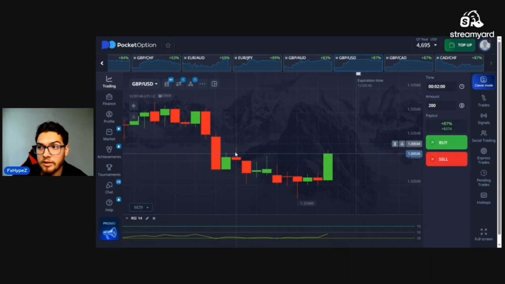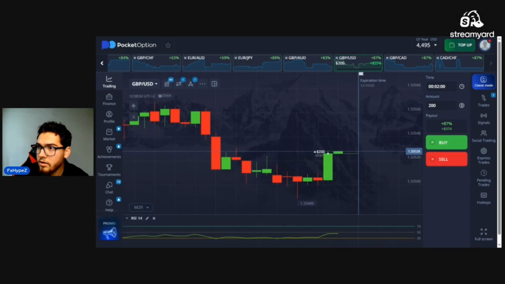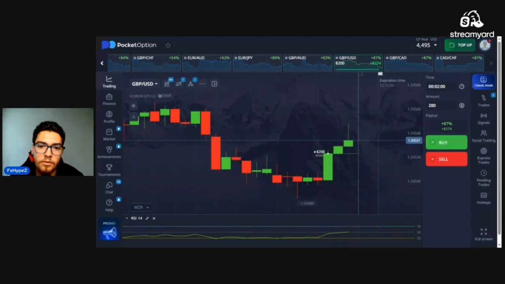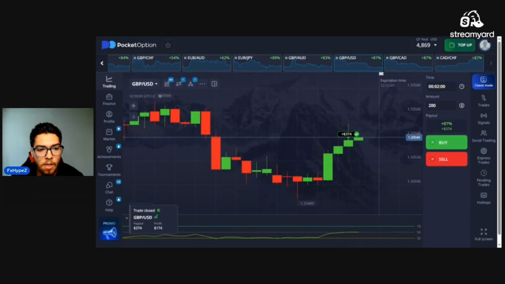Yeah, we've got a couple of confirmations in our favor. One of them is the consolidation, RSI divergence, bullish engulfing candle, an 87% payout on the candle closure, 2-minute buy. Let's go. And we're in. As sweet as you'd like. Look at that. Beautiful. Okay, so that's a win.